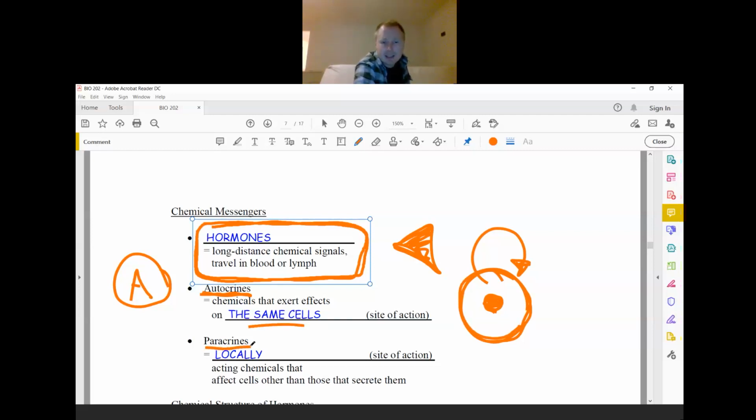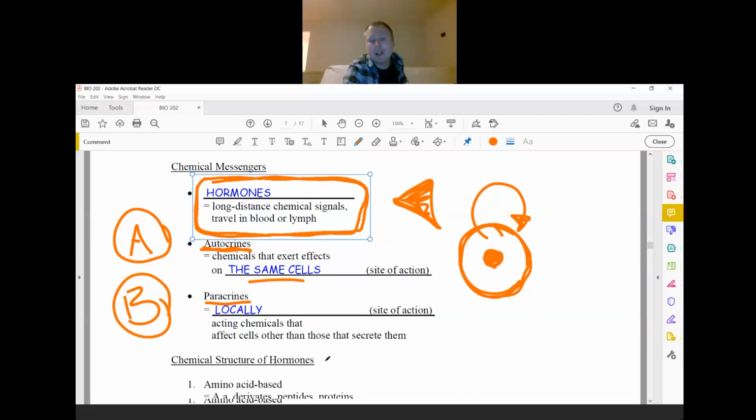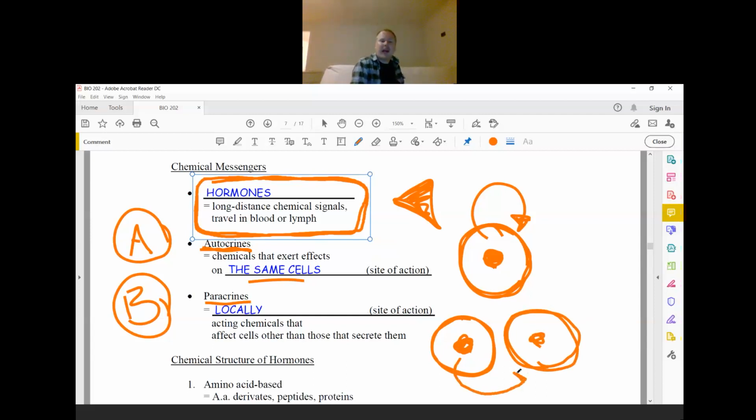Whereas paracrines, they instead, again, don't travel a long distance. So they don't travel hugely far, but they travel to cells that are nearby, but not the exact same cell that produced this particular chemical. So those are known as paracrines.